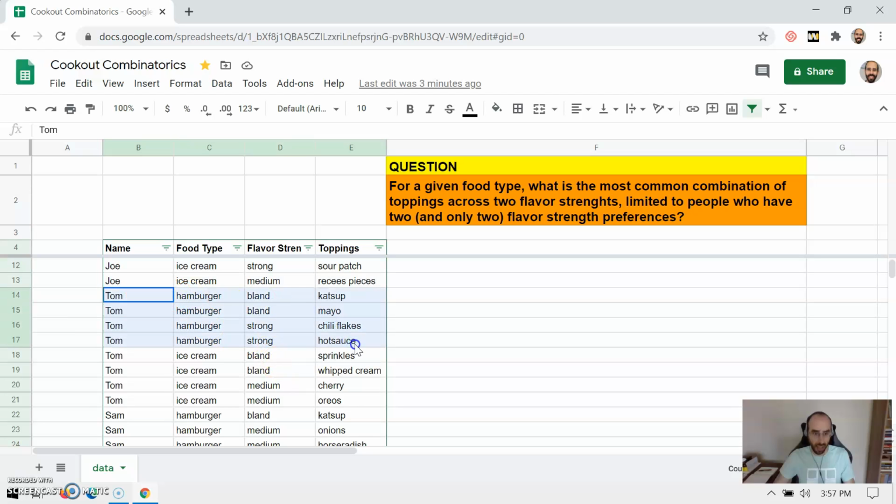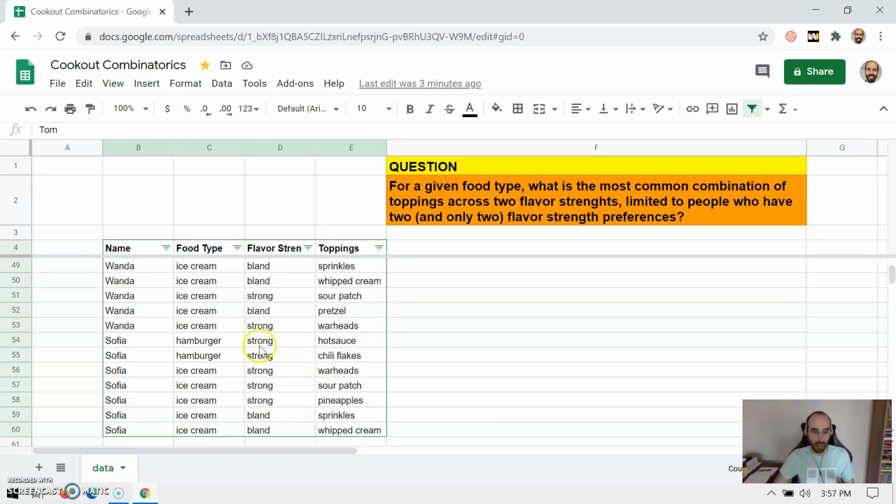Tom's hamburger strength preferences, bland and strong, we're going to keep him. Similarly for ice cream, bland and medium, that's two, we'll keep him. If we go down the line, Sophia has only strong flavor strength preferences for her hamburger. So we're going to throw out Sophia's hamburger data, but we're going to keep Sophia's ice cream flavor strength preferences here because she likes strong and bland flavors.